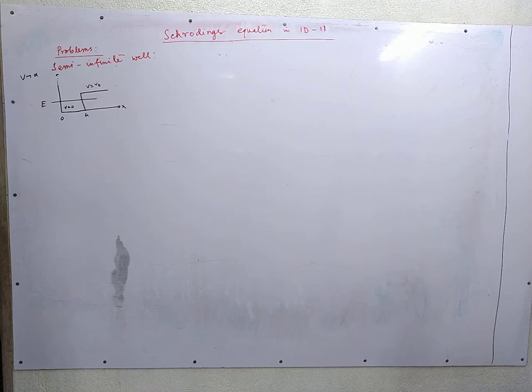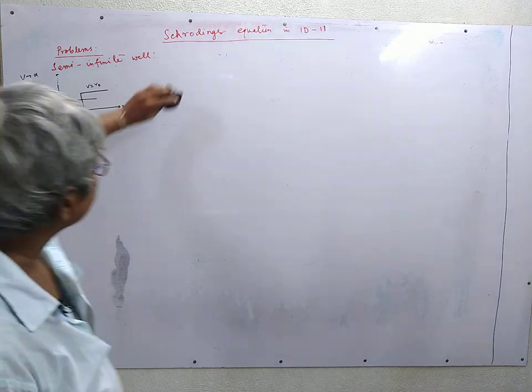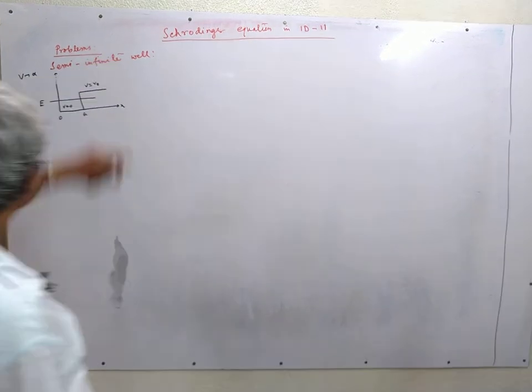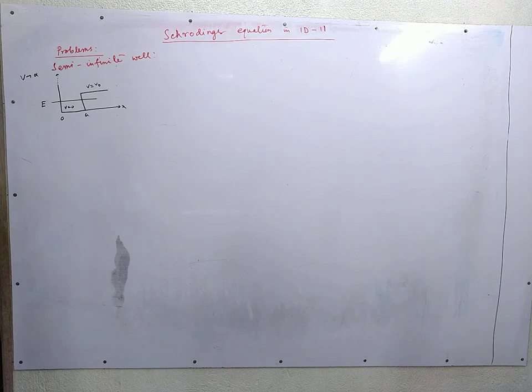In the last lecture, we have discussed a few problems related to a particle in a one-dimensional infinite potential well, or a particle in a box. Now we consider a few other involved problems.